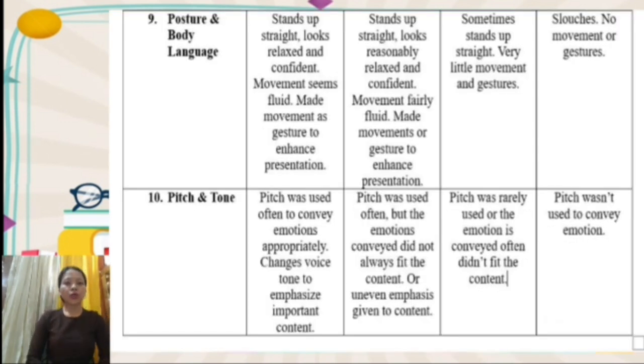Ninth category is posture and body language. Excellent if you stand up straight, look relaxed and confident, movement seems fluid, and you make movements as gestures to enhance the presentation, and fair if you slouch, with no movement or gestures. And the last category, the 10th, is pitch and tone. Excellent if the pitch was used often to convey emotions appropriately and changes voice tone to emphasize important content, and fair if the pitch wasn't used to convey emotion.